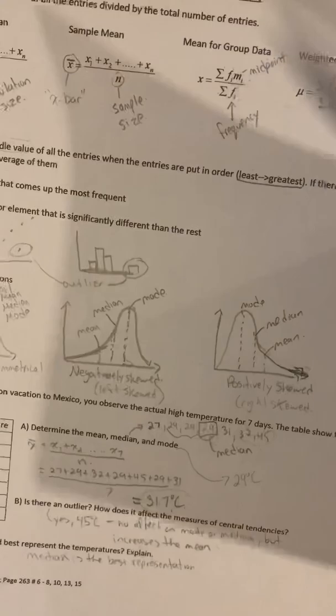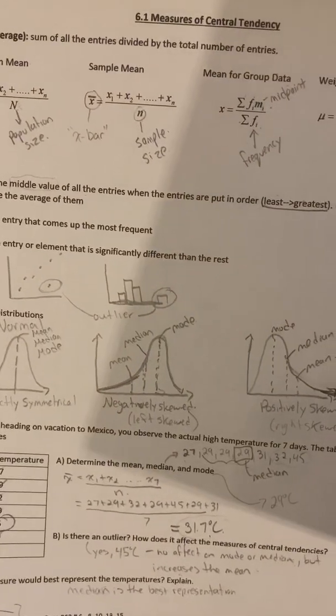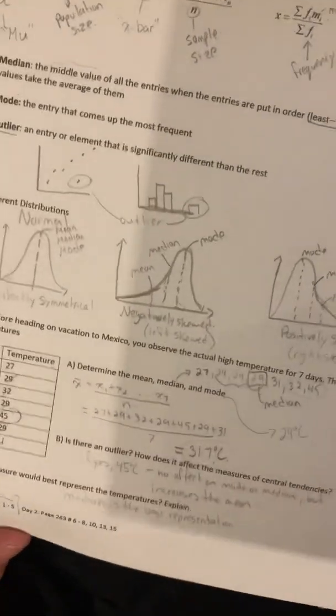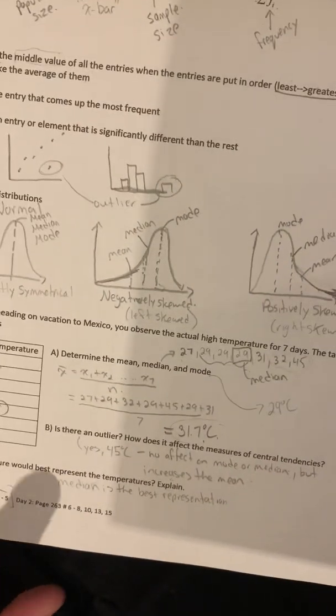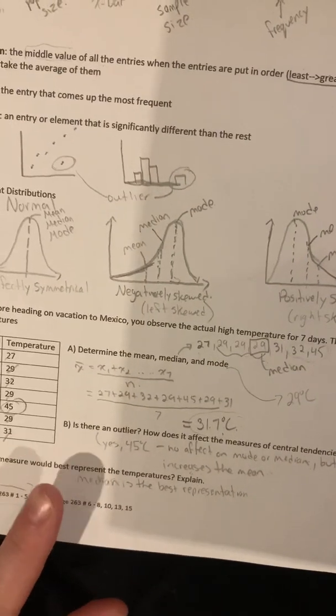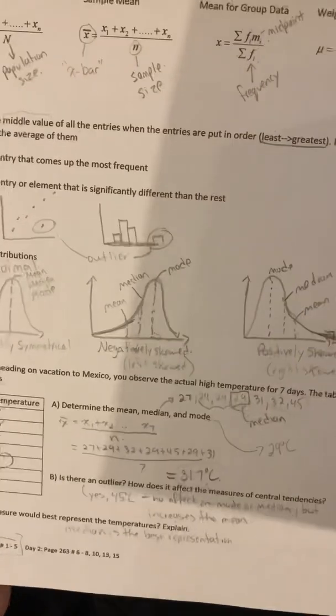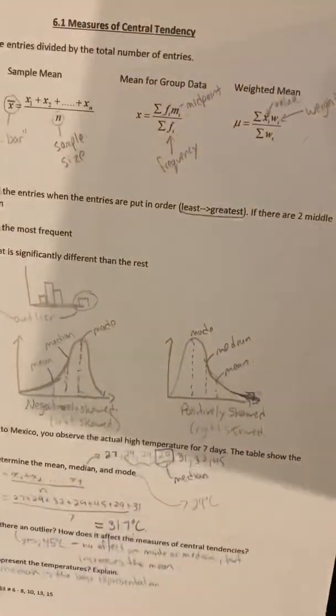Continuing our 6.1 measures of central tendency. We left off with one example on Monday. We went through that one, which was just the regular mean, median, mode. Now we're going to get into the mean for group data and the weighted mean.